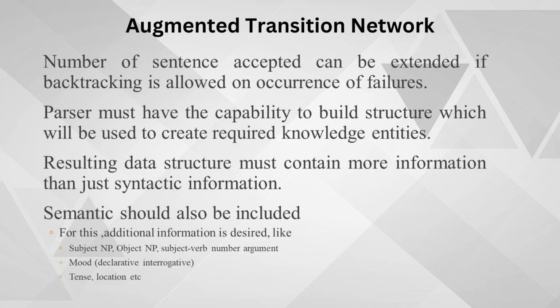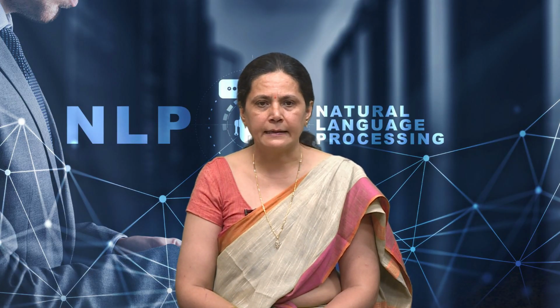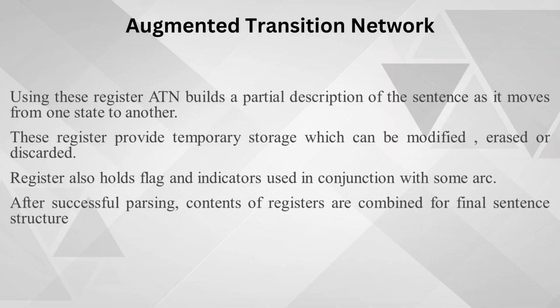For this additional information, the augmented transition network used the subject, NP, object, subject verb number arguments, the mood, the type of the sentence, declarative or interrogative, the tense of the sentence, the location, etc. So, these additional information were added. To include more semantic information into the structure, using these registers, the ATN builds a partial description of the sentence as it moves from one state to another.